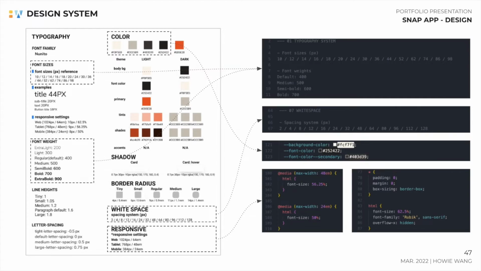I have a personal library. Basically, it consists of typography, color, shadow, border radius, white space, and responsiveness. I just grab what I need and translate it into the CSS file for this application, and it can be translated into a cheat sheet, and also some variables for the CSS and also a template.